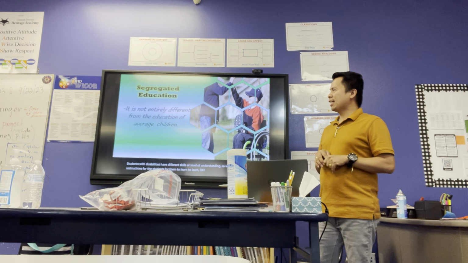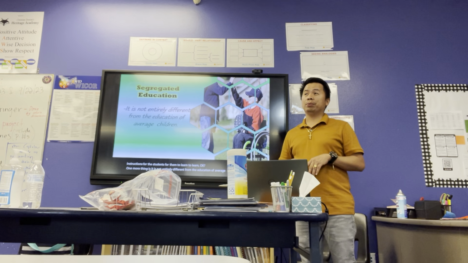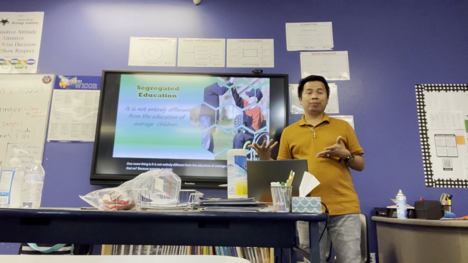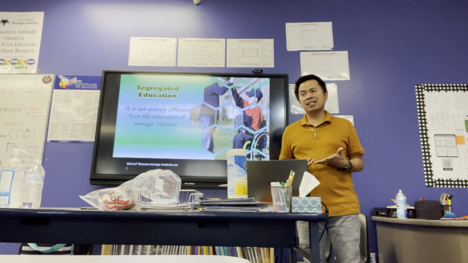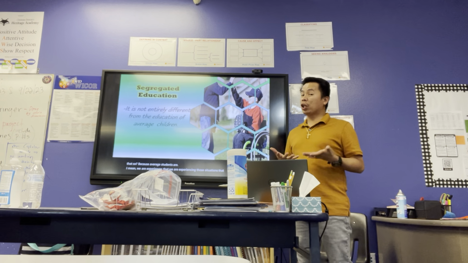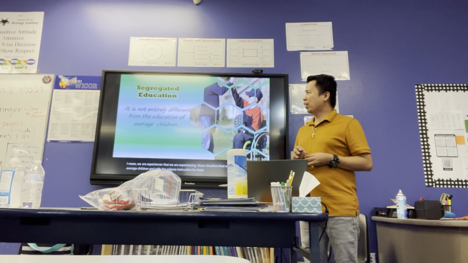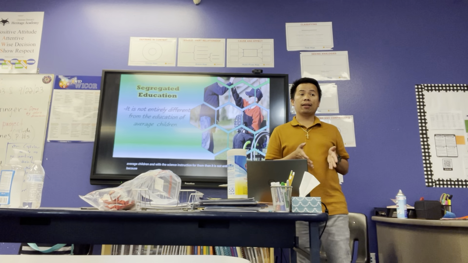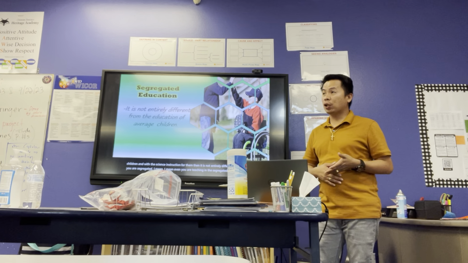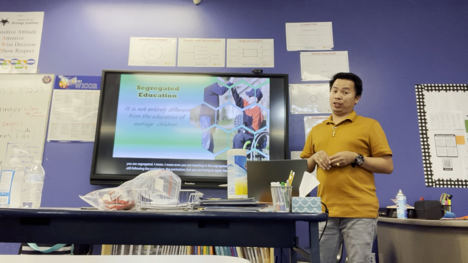One more thing is it is not entirely different from the education of average children. So why is that so? Because with average students, we are experiencing those situations where we have average children and the science instruction for them. It is not entirely different because even if you are teaching in a segregated education, you are still following the curriculum, but you are trying to apply modification and accommodation.